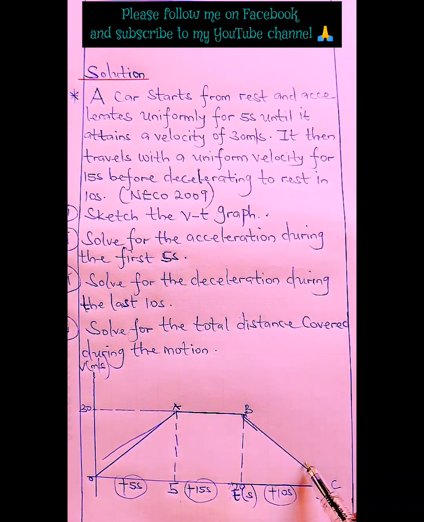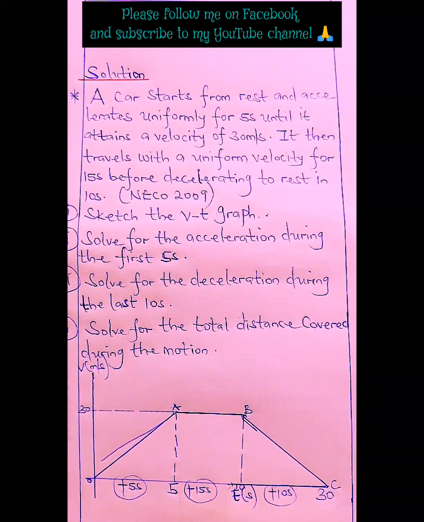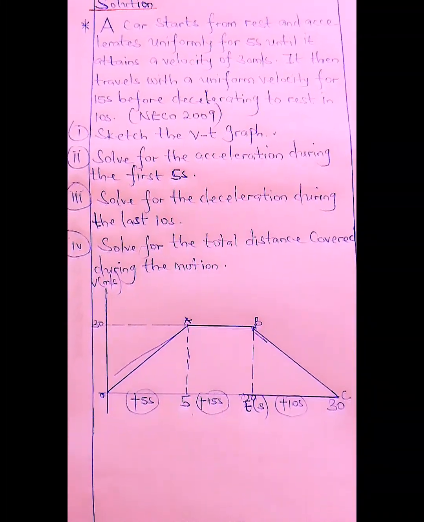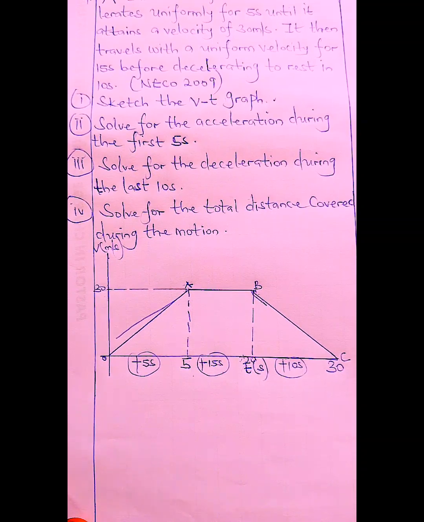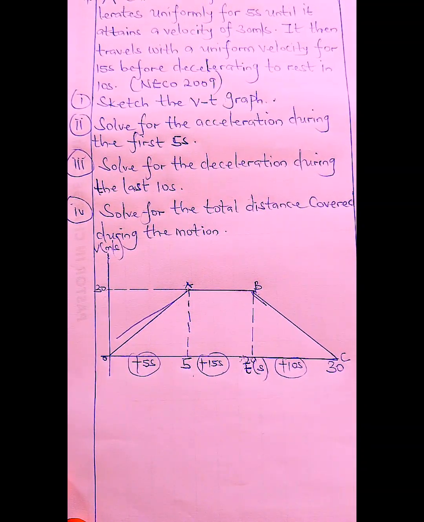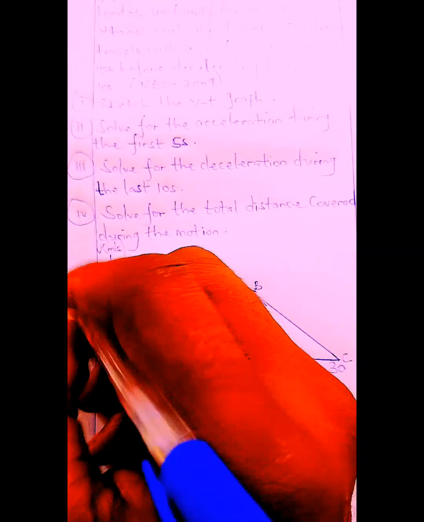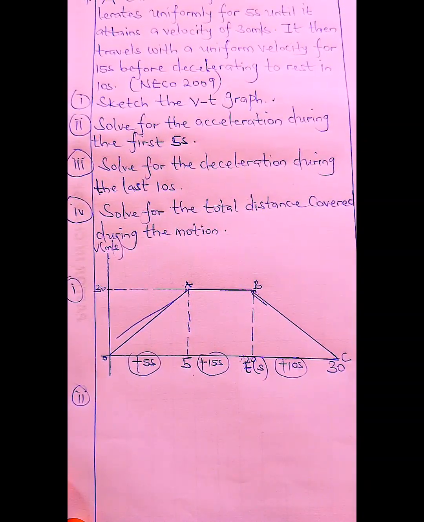So we've drawn the graph already. The next thing we're going to do now is to start calculating. Let's start solving for other things. The very first question is to solve for the acceleration during the first 5 seconds. The body accelerated uniformly during the first 5 seconds. So let's solve for acceleration during the first 5 seconds.